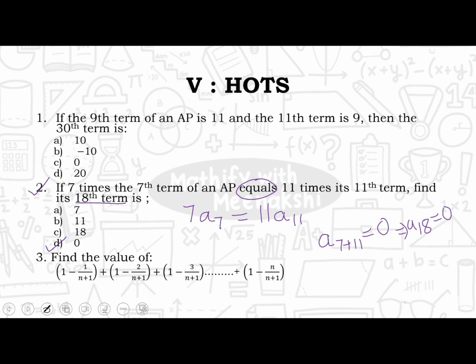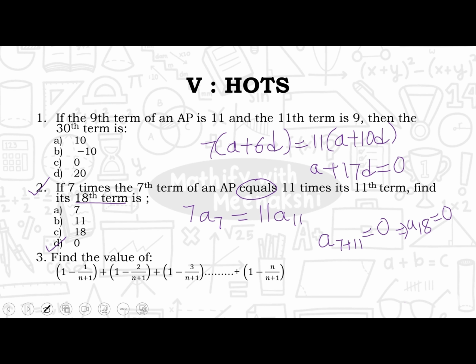Now, what was the normal method? Normal is 7 into a plus 6d is equal to 11 into a plus 10d. When you solve this, you will get a plus 17d is 0. And that is what they are asking, the 18th term. So a plus 17d is the 18th term.